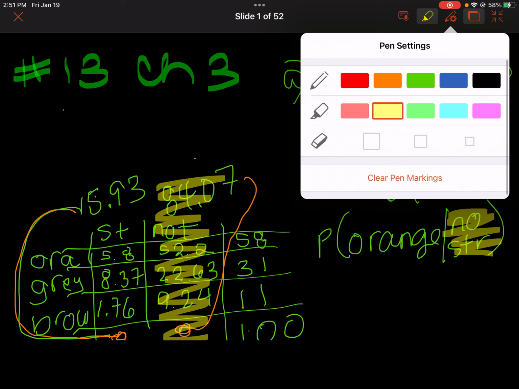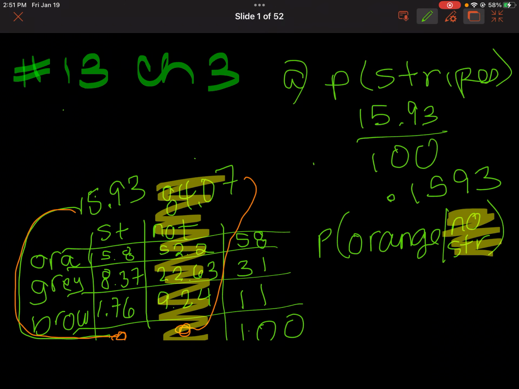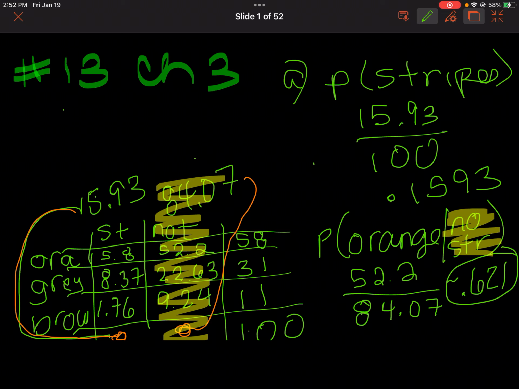So because I'm in the no stripe column, the probability of being orange, well, there's 52.2 orange cats, and how many in that column total? 84.07. So if I do my 52.2 orange cats divided by my total number of no striped cats, I'm going to get 0.6209. So we're going to say 0.621. And that was just a tilde to say approximately 0.621.